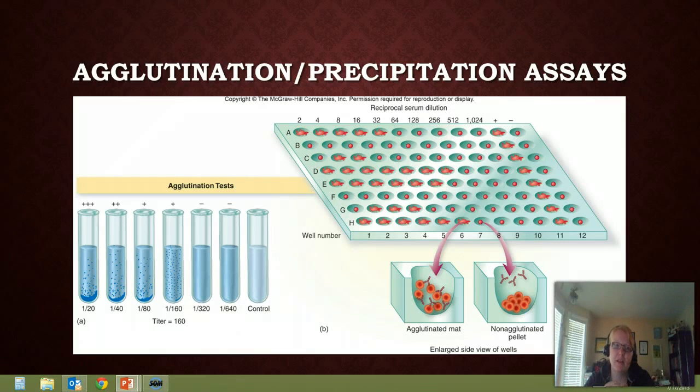And so this allows us to not only know what antibodies a person has, but also what their titer is, so what the level of antibodies they have is. So it's a really nice test in that way. And it's really simple, can be done really quickly, and it can be used in a variety of applications.